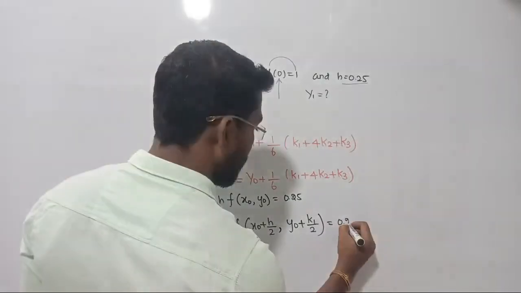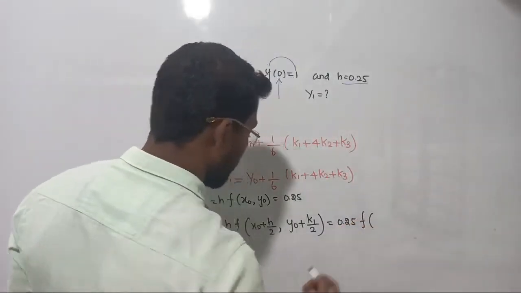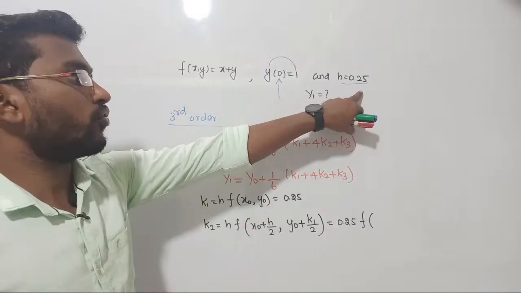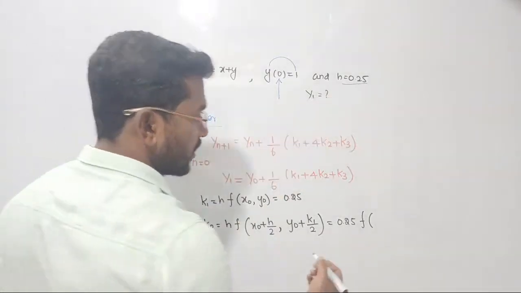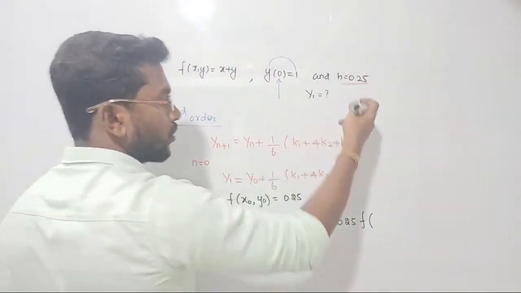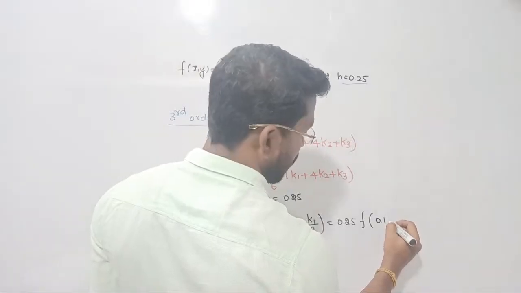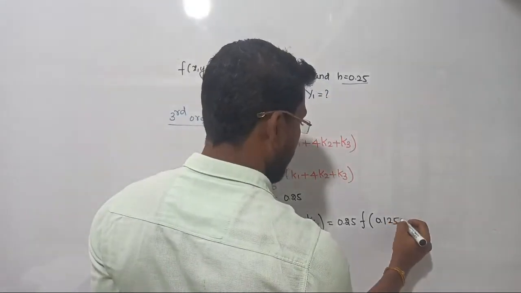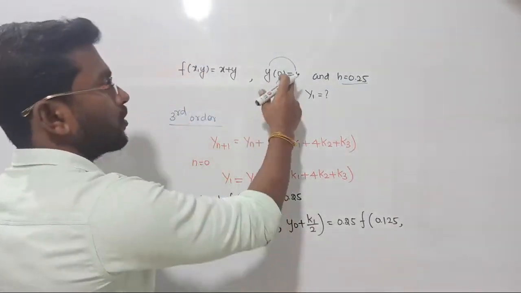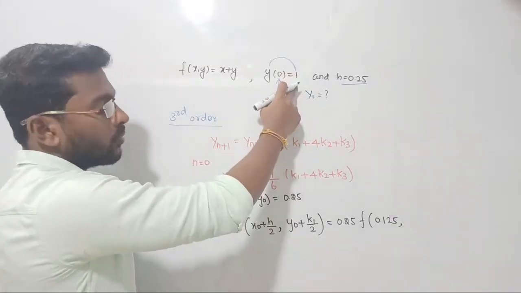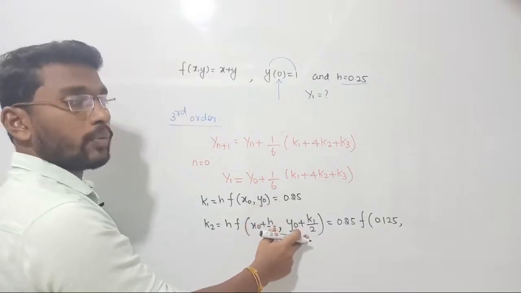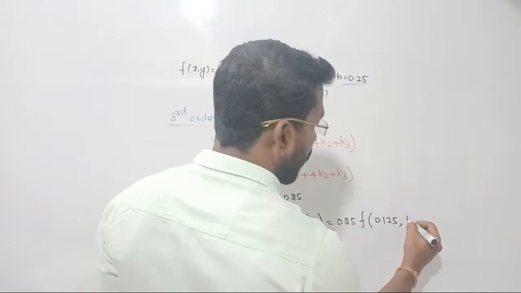Step size h can be written as 0.25 and the function f in bracket, x0 is 0, 0 plus h by 2. Already the value of h is 0.25. Now if I divide it by 2, the first value is going to be 0 plus 0.25 by 2. You are going to get 0.125. Comma, second one, y0 plus k1 by 2. What is the value of y0? y0 is 1, already given, right? y0 is 1 plus k1, 0.25 divided by 2, will be 0.125, plus 1 is going to be 1.125.